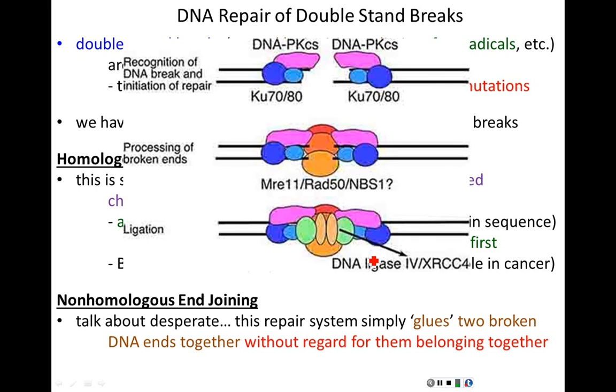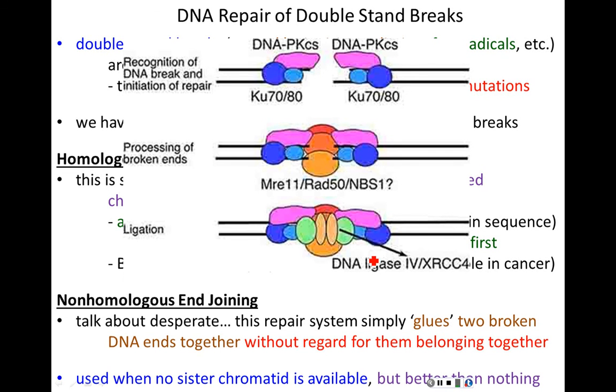But when DNA molecules are broken and non-homologous end joining is used to repair them, we're really just gluing two arbitrary ends together that we hope belong together. This is used when there's no sister chromatid available or no homologous chromosome nearby. It sucks as a repair mechanism, but it's certainly better than not repairing at all.